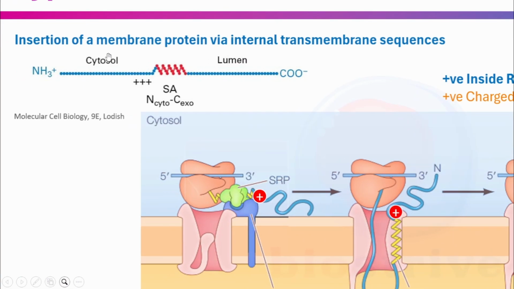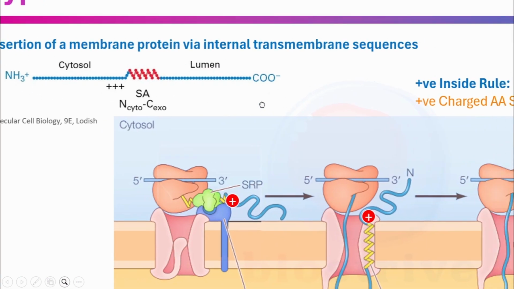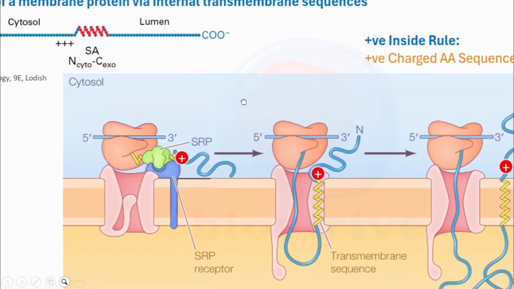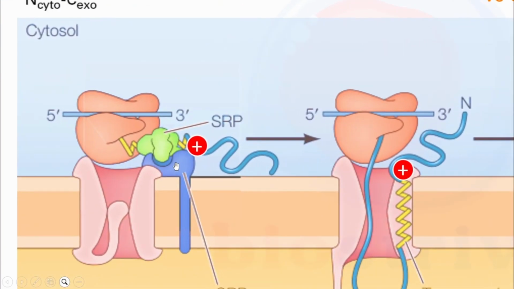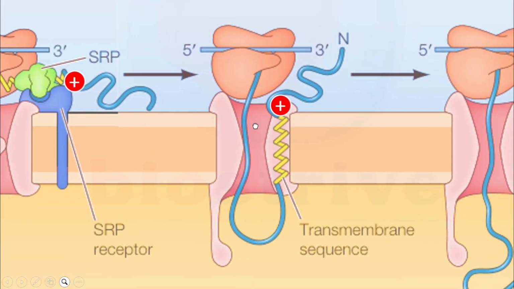The positive charge is toward the N terminus, which means the N terminus has to be cytosolic. This is known as the positive inside rule. As you can see, the protein is synthesized by the ribosome. The positive charge is towards the N terminus, and the protein starts entering the lumen.